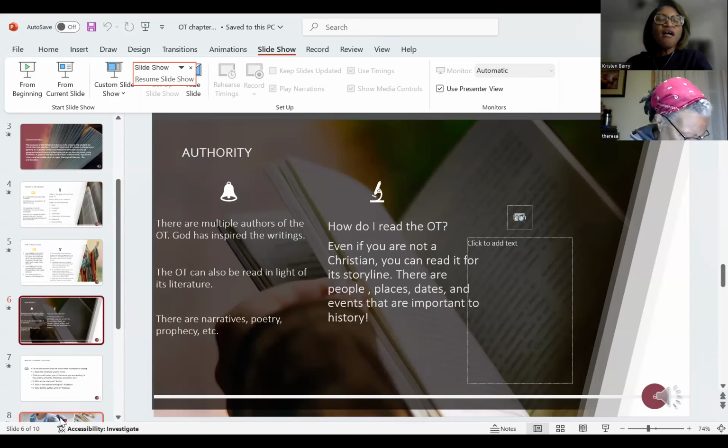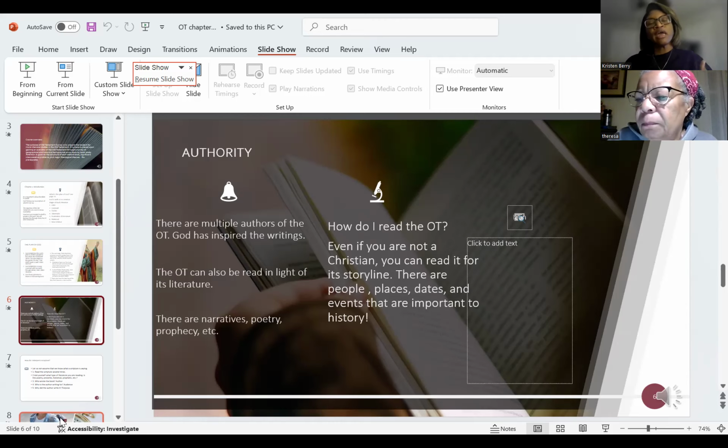Okay, all right. So in the Old Testament, yes, we find narratives, we find poetry, we find songs, we find prophecy, and we find history. So one of the key things when we come to a course like this is to ask ourselves, how do I read the Old Testament? Whether you follow Christianity or not, you can read it for its storyline. You can read it for the people, the places, the dates, the history, because they're all important and they can be traced back because they're true people.